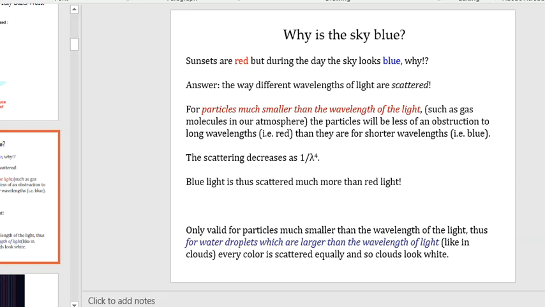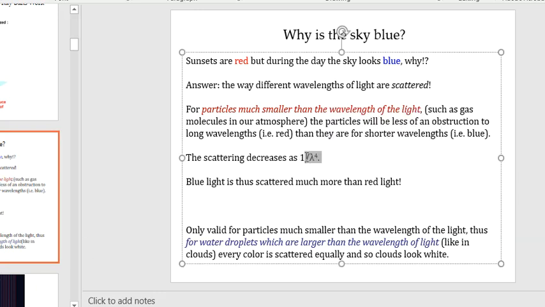And so the gas molecules in our atmosphere, it turns out that they are less of an obstruction to long wavelengths than they are to shorter wavelengths. So blue wavelengths are shorter wavelengths, red wavelengths are longer wavelengths. And so this scattering decreases as 1 over wavelength to the 4th power. Well, what does that mean? That means that if I have a really, really long wavelength, say that it's really red, then it's going to be a very small amount of scattering. And if it's a very, very blue wavelength, that's a very short wavelength here. If we do 1 over a small number to the 4th, we're going to see an increase in scattering. So blue light is scattered much more than red light.